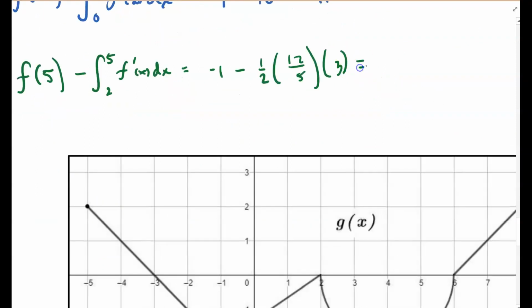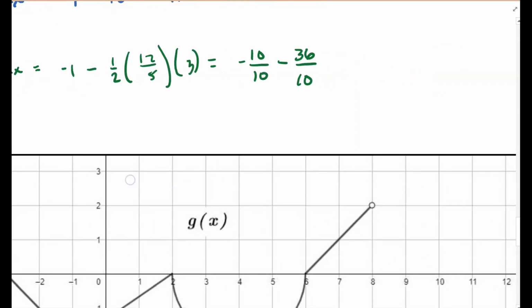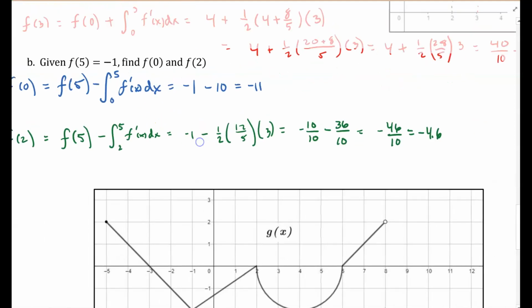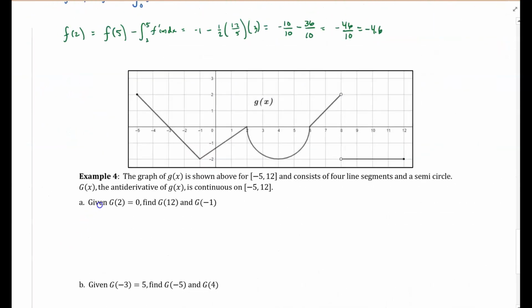Okay, and you should have gotten this. Hopefully you simplified. This is going to be negative 10 over 10 minus 36 over 10, which would give us negative 46 over 10, so negative 4.6 would be your answer there. Okay? All right. Let's go ahead.